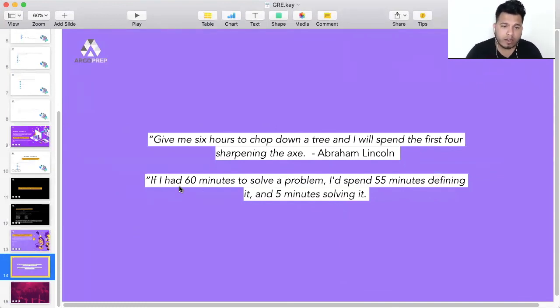Just because you read it and you're going on your paper and doing mindless calculations doesn't mean anything. That's not going to get you a 170. That's not going to get you to the 99th percentile. You need to understand, just read the problem, understand it, define the problem.